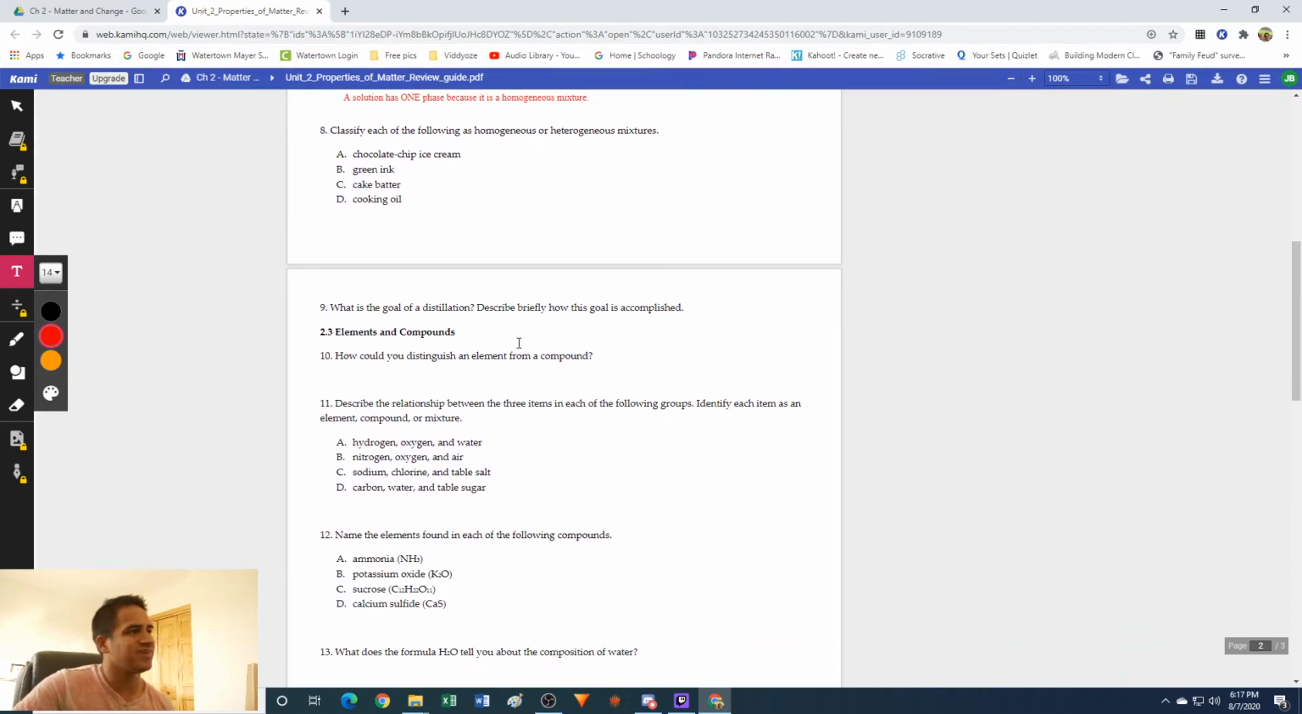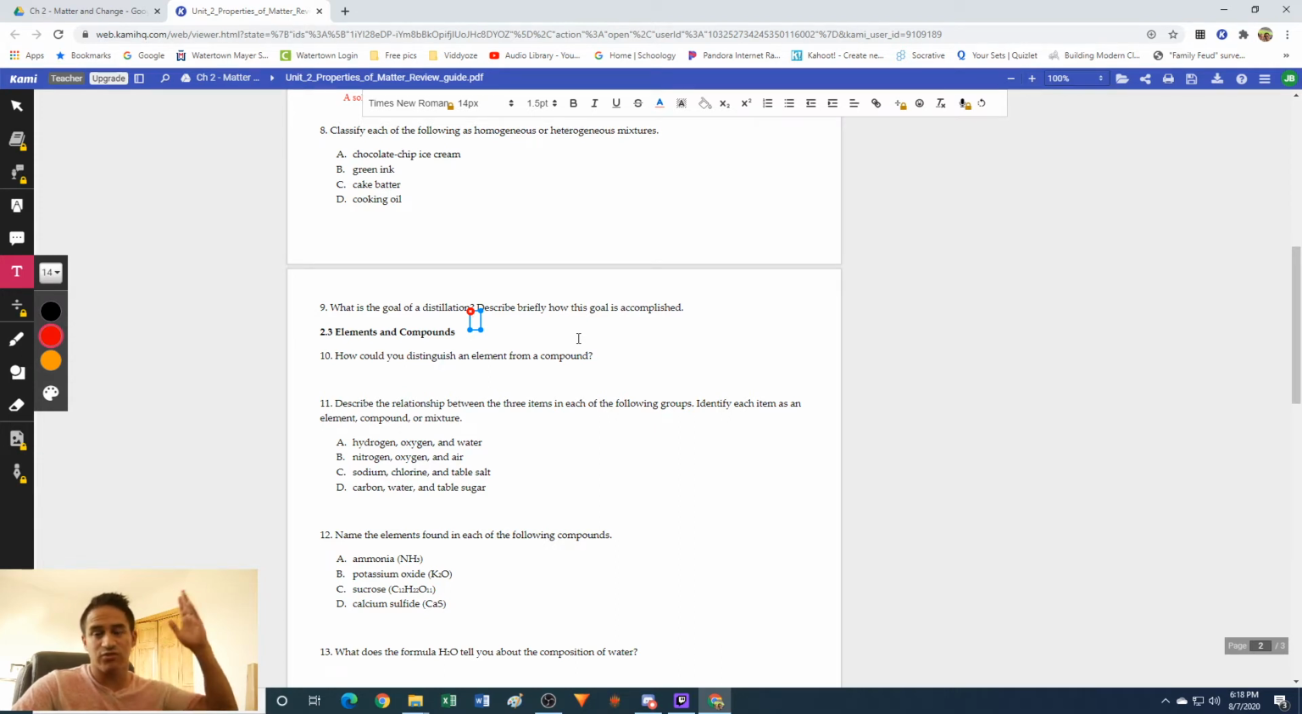Number 9, what is the goal of a distillation? Briefly describe how this goal is accomplished. Okay, so distillation was one of the ways that we can physically separate out liquids from each other. And as to how that works, first we boil the liquid and it will turn into a gas. And the liquids, of course, will boil at different temperatures. So they'll boil and turn into gases at different rates.